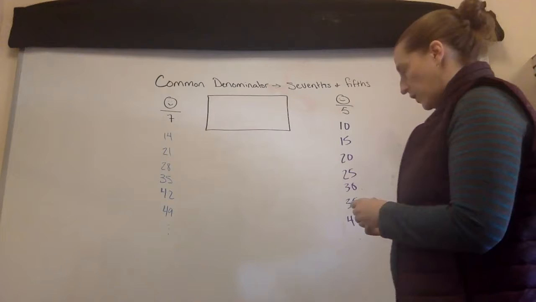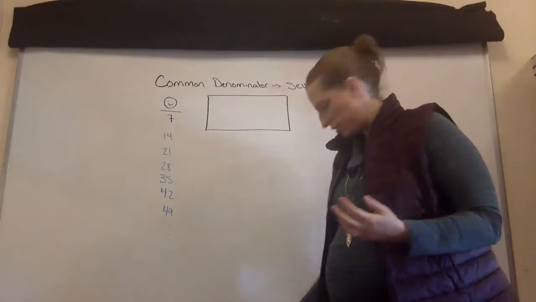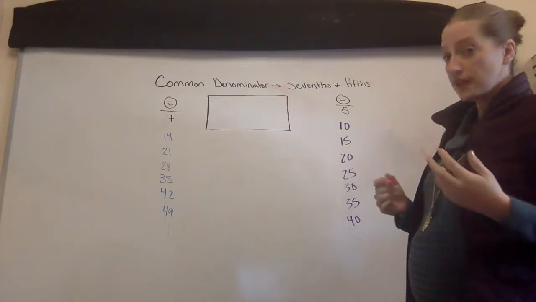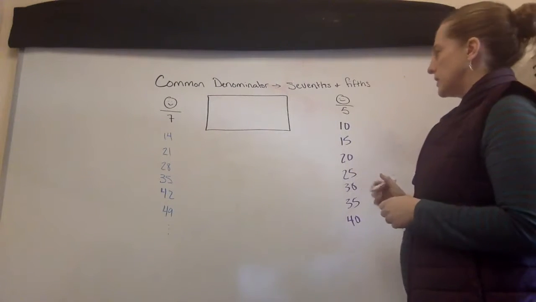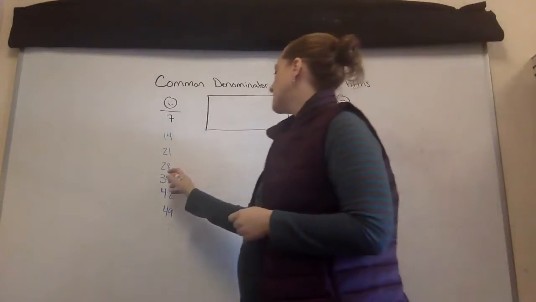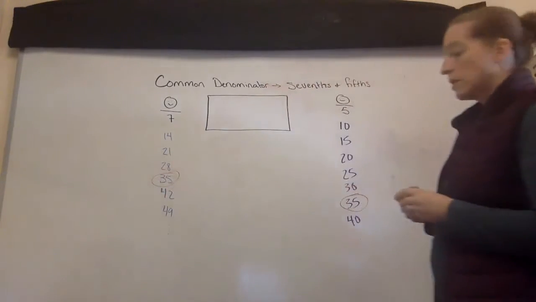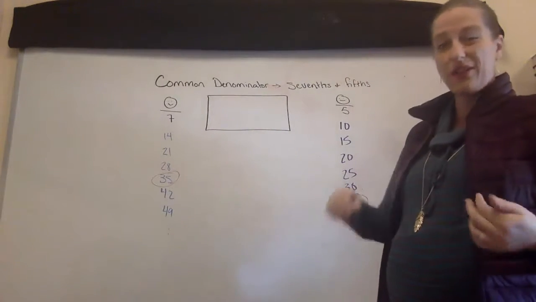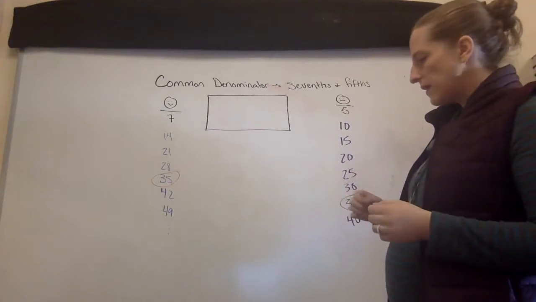And what I'm looking for is a match. So I'm looking for a number that appears on both lists. If I want the least common denominator, I want the smallest number. So looking at these lists, you notice that 35 appears on both of them, which tells me that my common denominator should be 35ths. Okay? It's a really nice method.